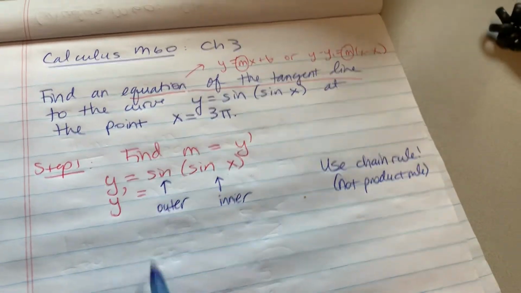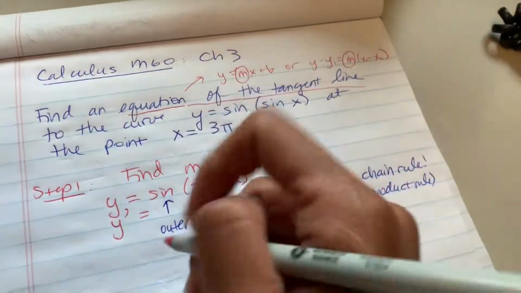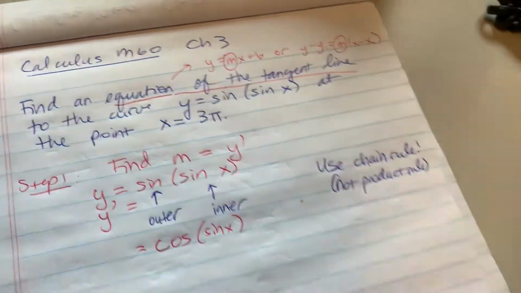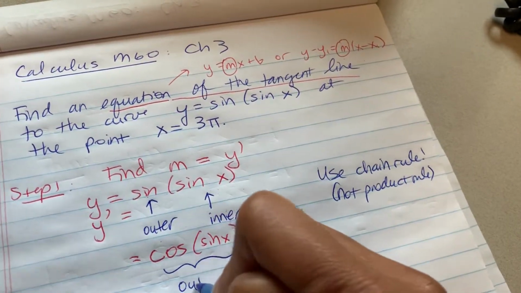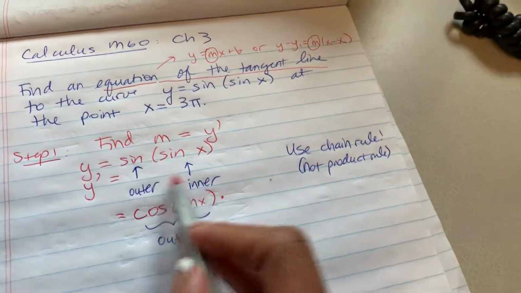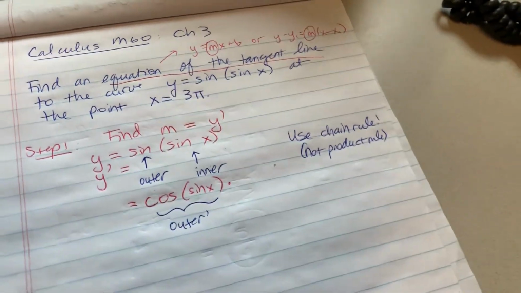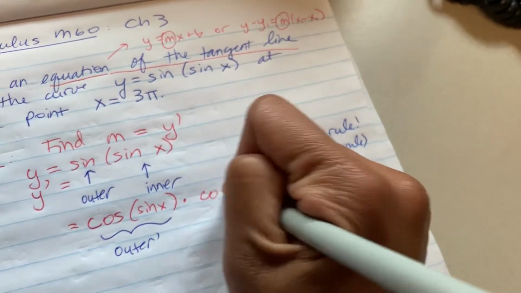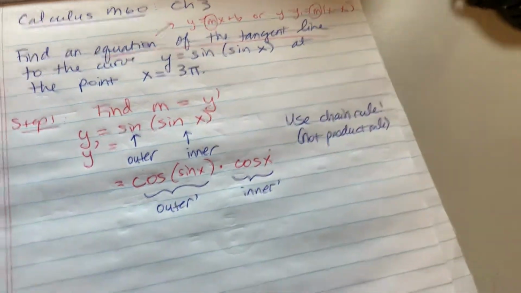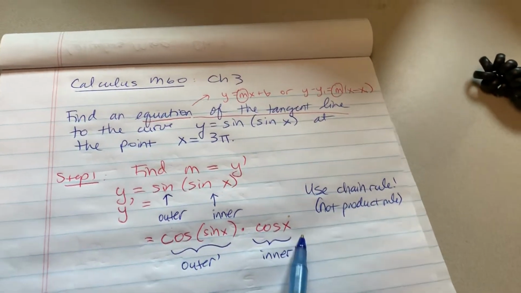Using the chain rule, the first thing I do is find the derivative of the outer. The derivative of sine is cosine, and then I just write the inner inside of it. The chain rule says take the derivative of the outer, then take the derivative of the inner. What is the derivative of sine x? Cosine x. So the derivative is cosine of sine x times cosine x.